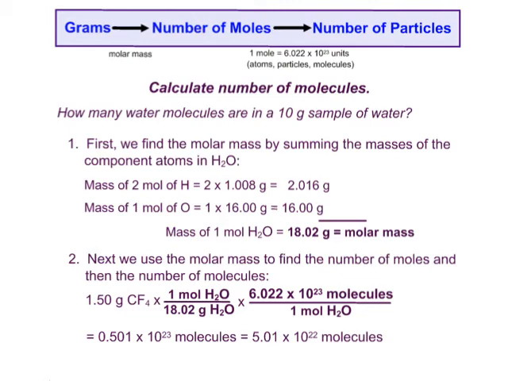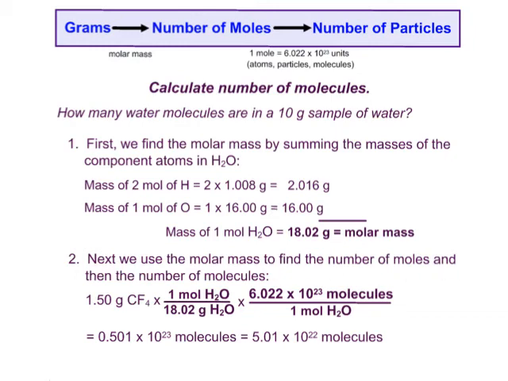After that, I will need to go from the number of moles to the number of particles using Avogadro's number as a conversion unit. So first, we're going to find the molar mass. And to do that, we have water. 2 moles of hydrogen, give us this. 1 mole of oxygen, give us this. I get my total 18.02 grams per mole. That's the molar mass of water.